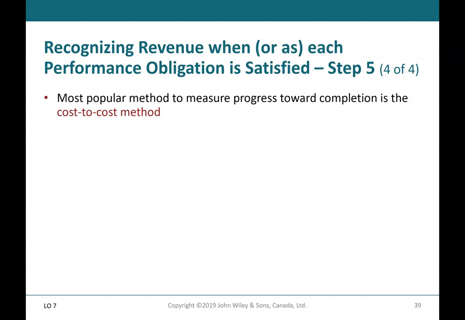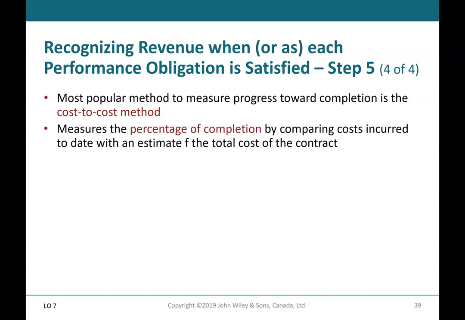Recognizing revenue when or as each performance obligation is satisfied, step 5, 4 of 4. The most popular method to measure progress toward completion is the cost-to-cost method. It measures the percentage of completion by comparing costs incurred to date with an estimate of the total cost of the contract.